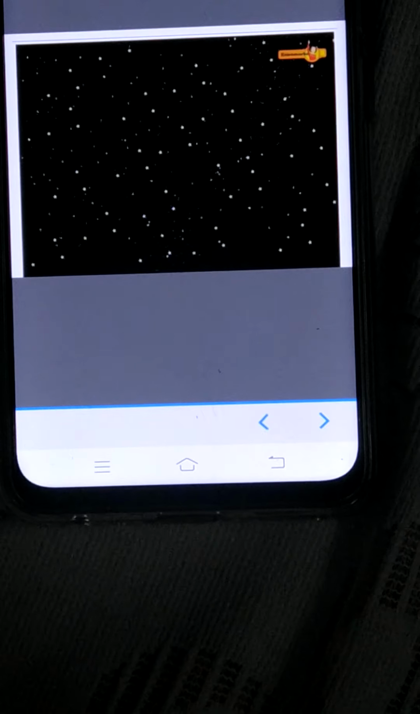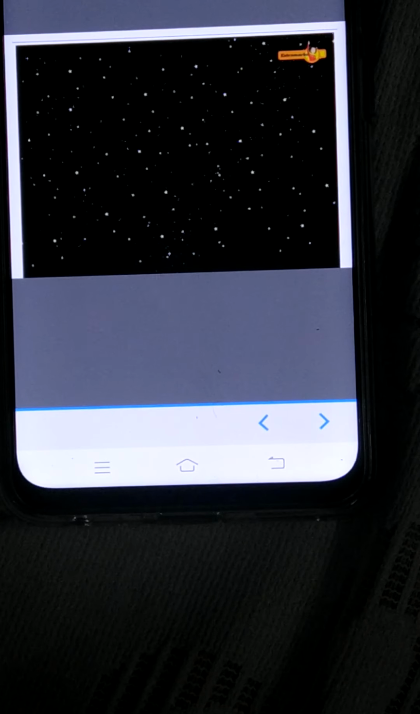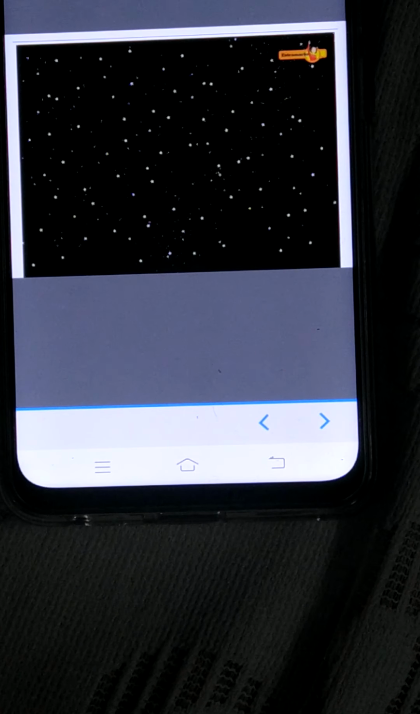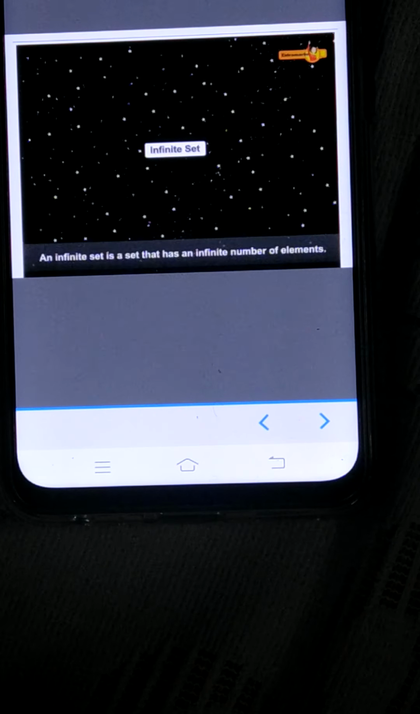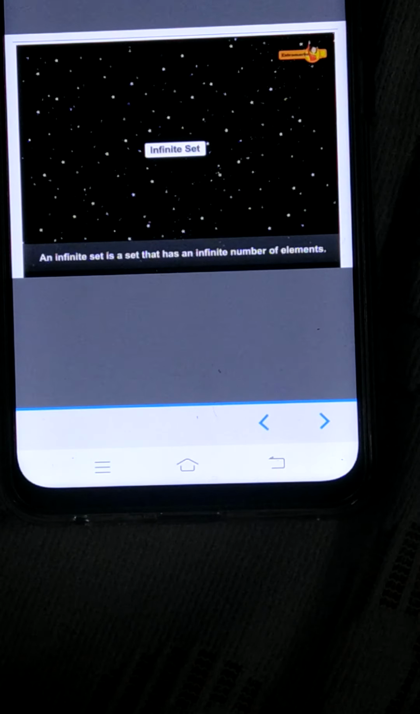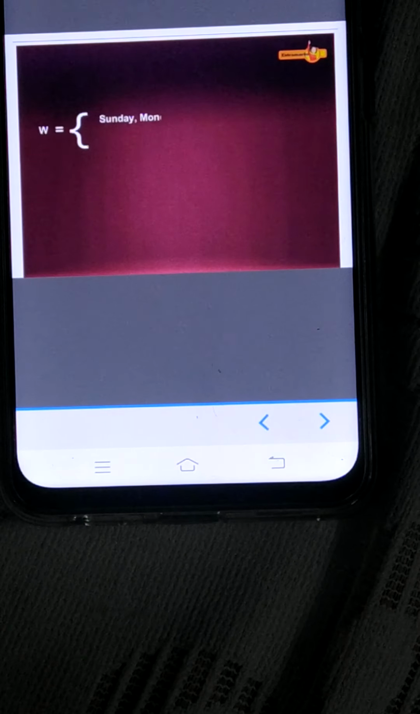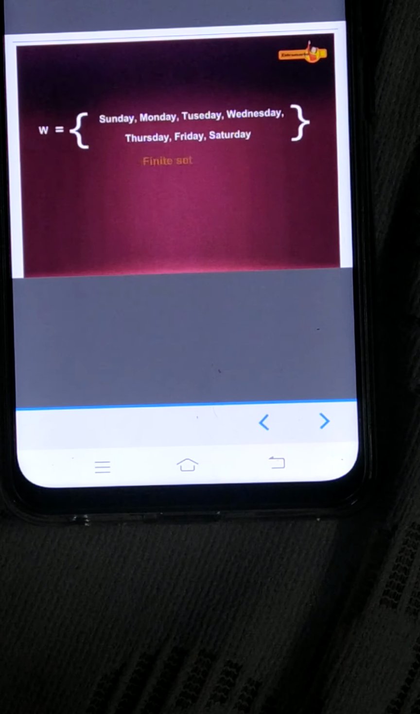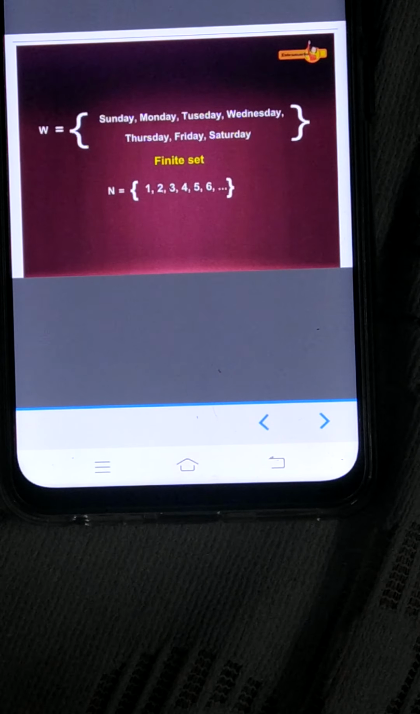Can you count the number of stars in the sky? Of course not, because there are an infinite number of stars. So, the set of stars is an example of an infinite set. Thus, an infinite set is a set that has an infinite number of elements. A set of days in a week is an example of a finite set, whereas a set of natural numbers is an infinite set.